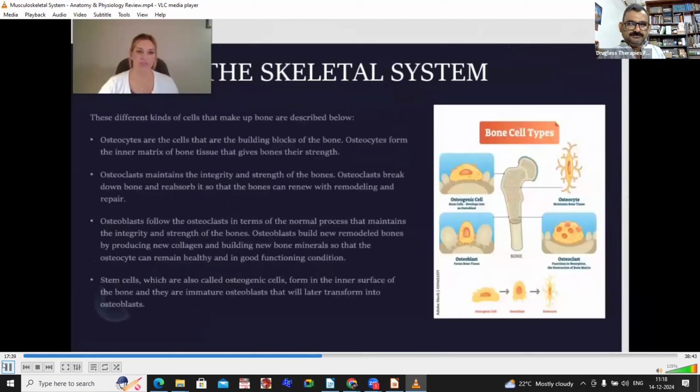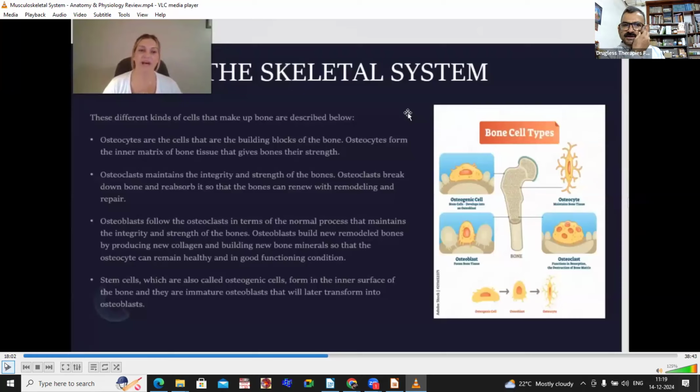There are also different kinds of cells that make up bone, and they're described here. We have osteocytes, and these are cells that are the building blocks of the bone. The osteocytes form the inner matrix of the bone tissue that gives bones their strength. You have the osteoclasts, and the osteoclasts help to maintain the integrity.